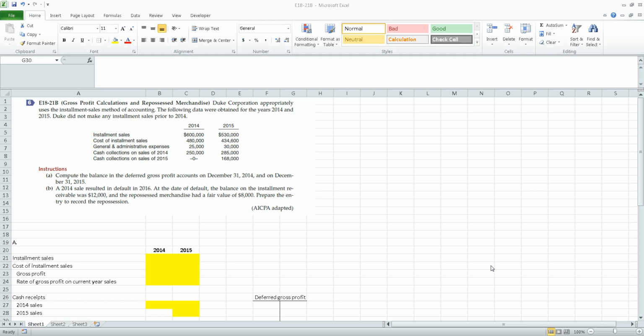We've got a company that enters into installment sales that it accounts for under the installment method of accounting. It's possible to enter into installment sales and not use the installment method of accounting. The installment method of accounting is only appropriate in certain circumstances, as we discussed in class. In this particular case, though, we are applying the installment sales method of accounting.